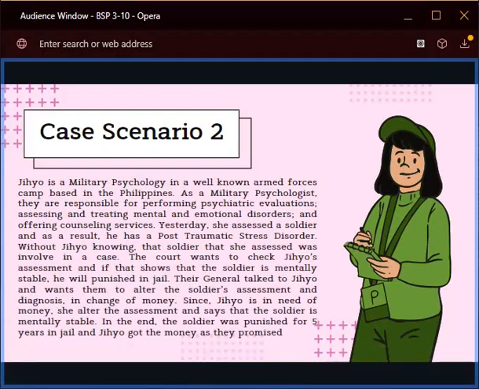Good morning. So, for case scenario 2, Gio is a military psychologist in a well-known armed forces camp base in the Philippines. As a military psychologist, they are responsible for performing psychiatric evaluations, assessing and treating mental and emotional disorders, and offering counseling services.